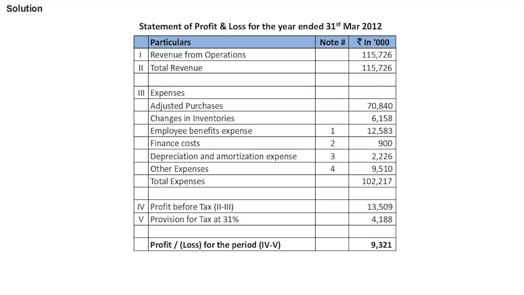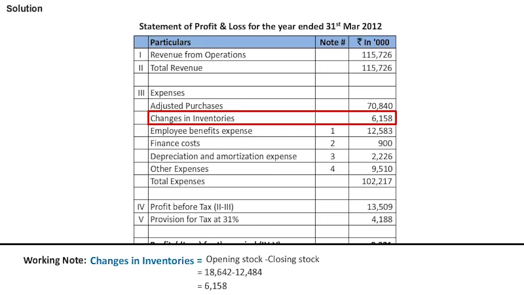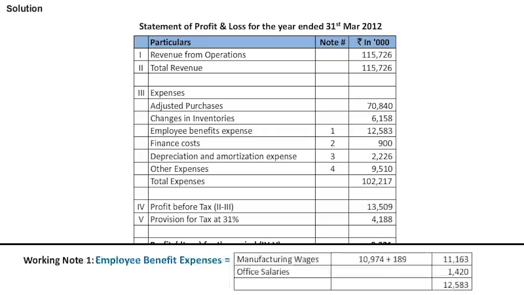So let us go one by one. This is your opening stock given in the trial balance. So this will be basically part of your changes in inventories. So 18,642. What you will do is basically opening stock will be added and closing stock will be deducted. So 18,642 will be basically the opening stock. That will be part of your changes in inventories.